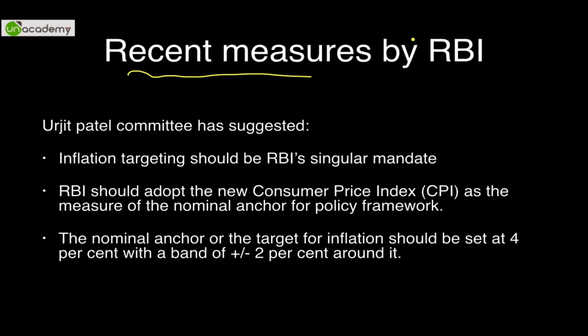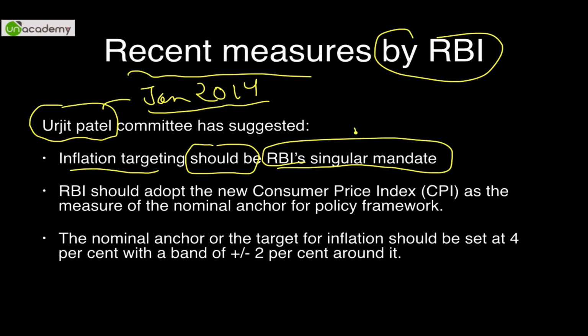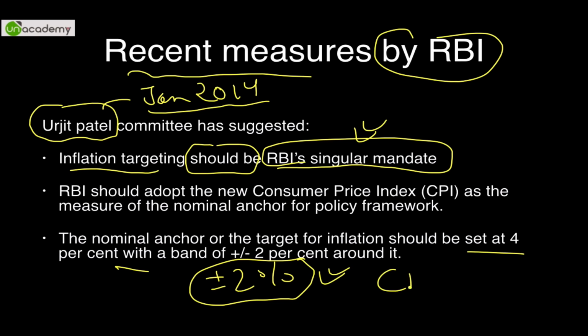Now, in recent measures adopted by RBI, Urjit Patel, who was Deputy Governor of RBI, came out in January 2014 with a recommendation regarding monetary policy. Since RBI is involved with lots of peripheral works, he reiterated the point that inflation targeting should be RBI's singular, sole mandate. You just focus on inflation. How? Inflation should be set at 4% plus minus 2%. That's it. Obviously, it is based on CPI. So that was the mandate given to the RBI according to the committee's recommendation.